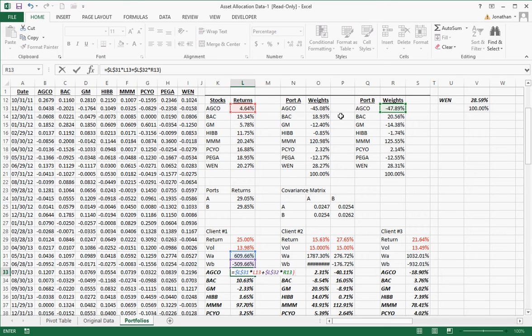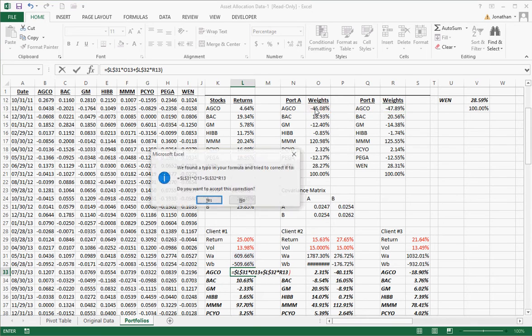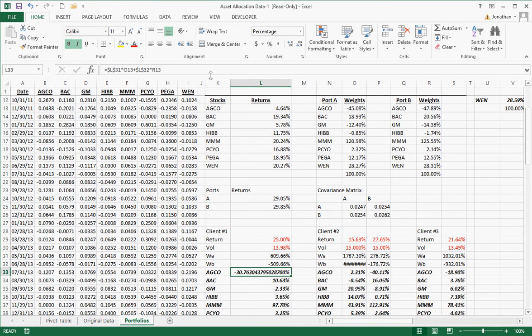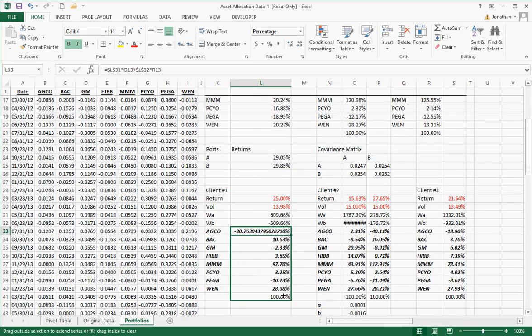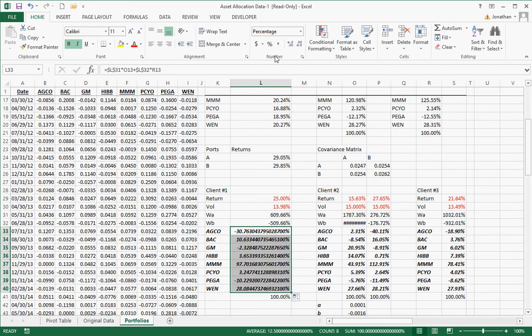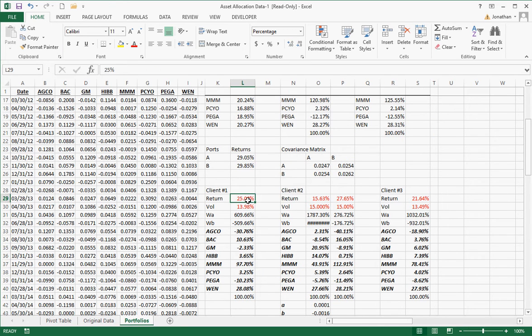and I highlight the return, I should be highlighting the weight. And that should be it. Come down here, those all add to 100, and I have that percent. So that's my client number 1. Client number 2 is going to want a certain volatility. So we're going to have two different, and I'll clear this off.